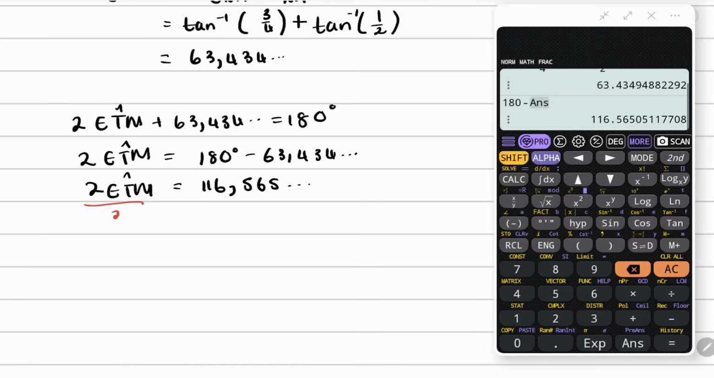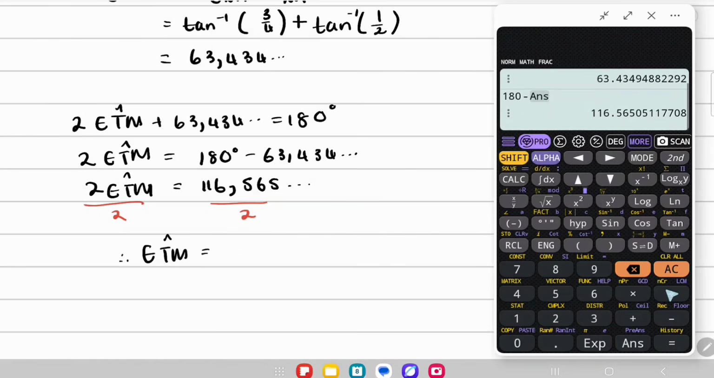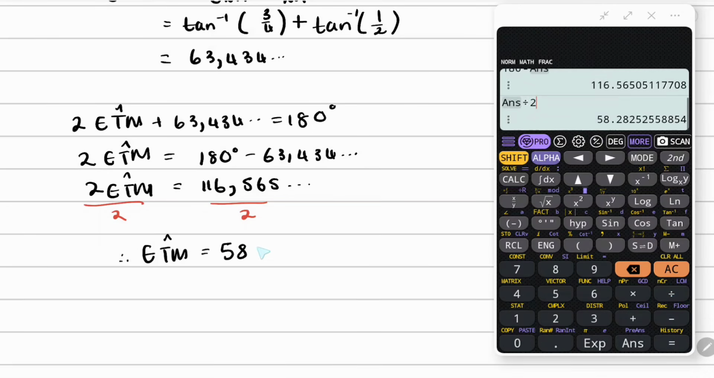Then finally, we divide both sides by 2, and your answer for ETM is finally going to be equal to, and then just divide the answer by 2. Okay, and then the answer again is 58.28 degrees. Okay, so there we go. We were still able to get the same answer.